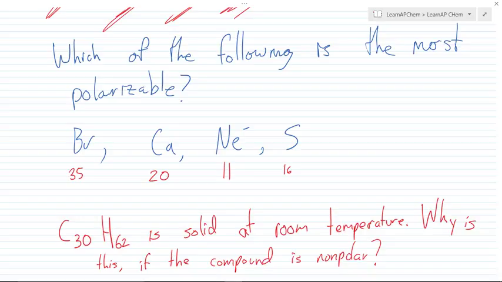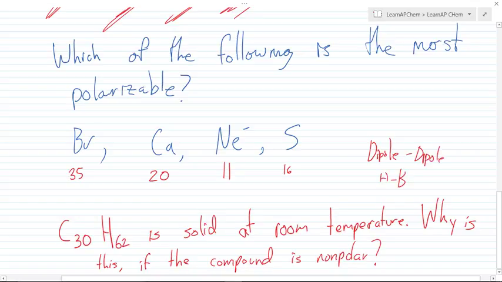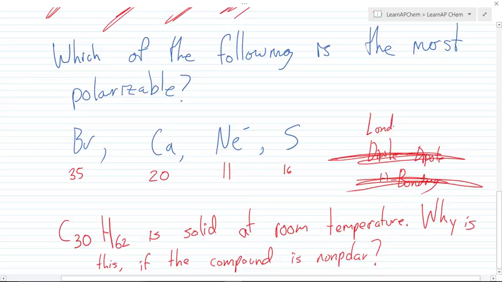Well, if it's nonpolar, we can immediately say that these aren't present in the compound. So our only IMFs are London dispersion. Looking at our formula, we have a large compound with a bunch of electrons. So it's going to be very polarizable. And so we're going to have very strong London dispersion forces. That's the explanation.